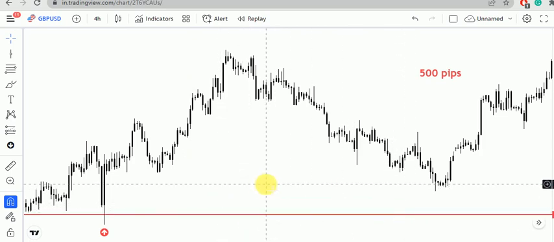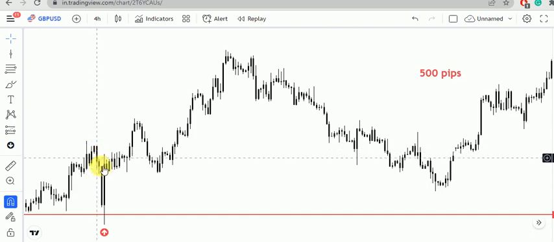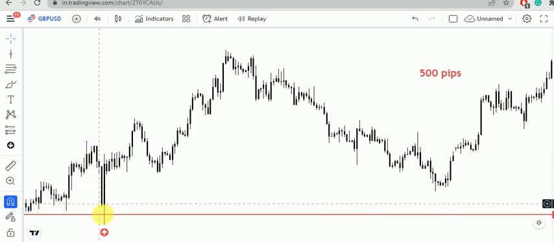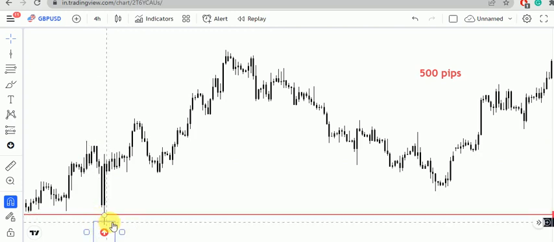The red color lines are the most important levels, where trend reversals, support and resistance take place at these levels only. So one has to buy at the bottom and sell at the top. Now see, from this point it has already fallen and it has given a perfect buying entry here with a 50 pips stop loss only.